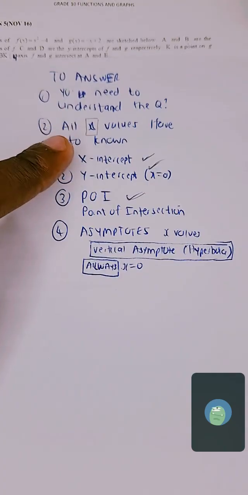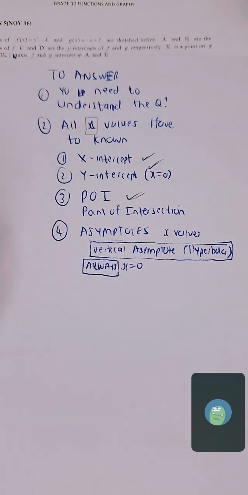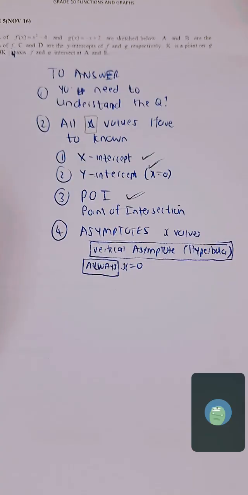We have to have all the x values that relate to: 1, the x-intercept; 2, the y-intercept; 3, the point of intersection; and then 4, I specifically mentioned the x value of the vertical asymptote of the hyperbola, because the hyperbola is the only one that has a vertical asymptote, and so the x value would apply to that one because it's always, in grade 10, x equals 0.